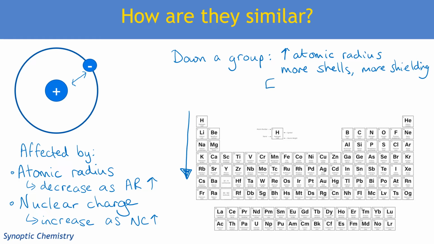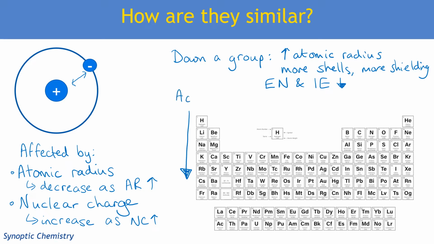So electronegativity and ionization energy therefore decrease down a group, and there is no exception to that. It doesn't matter which group you're in. So metals, non-metals, group 1, group 7, they will have the same trend.